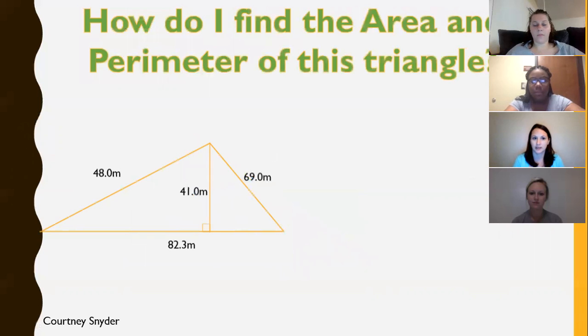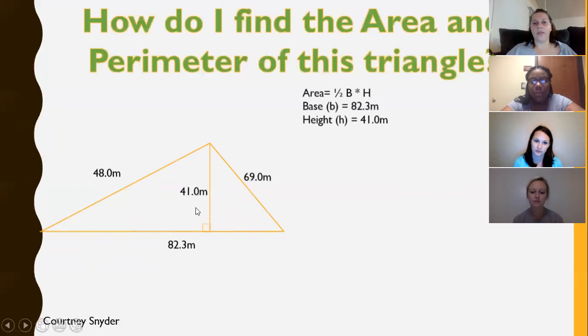All right, Courtney, how do I find the area and perimeter of this triangle? For this triangle, we see this line coming from the middle of our base. Well, not really the middle, but it's where we go from the highest point in the triangle and bring the line down to the base to create a right angle. That is our height to know the area of this whole triangle.